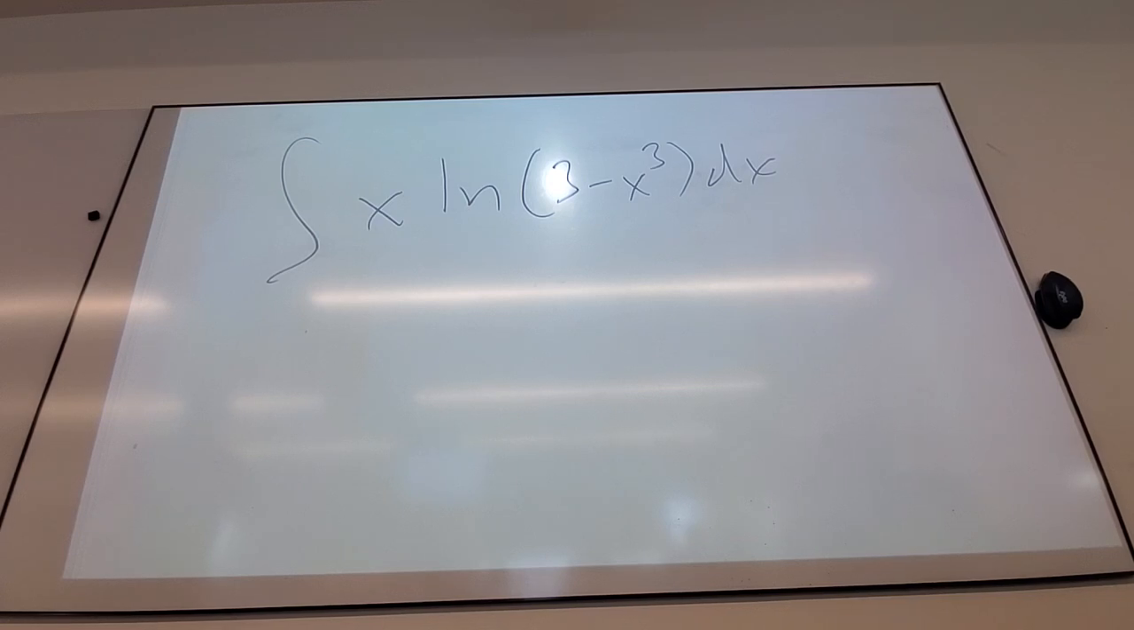Yeah, you ready? This is the way I would say it. I would let u equal 3 minus x cubed, the derivative of which is something times x squared. Because numbers, I don't care. I can make them work. They work for me. We made them.